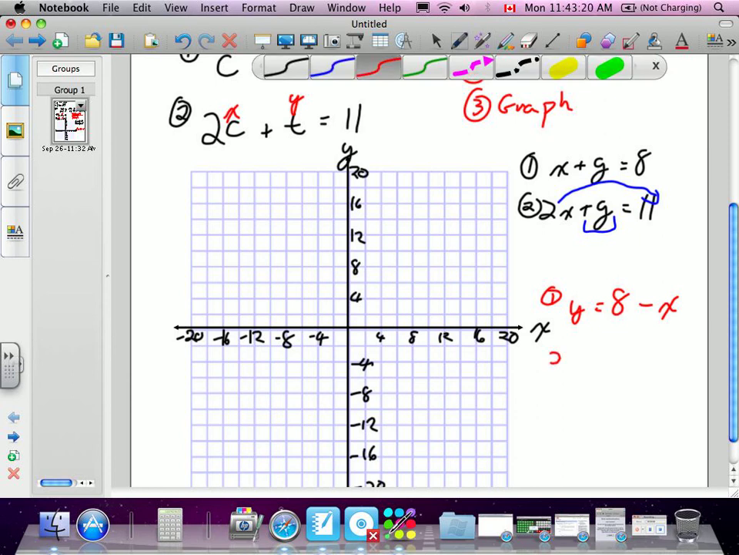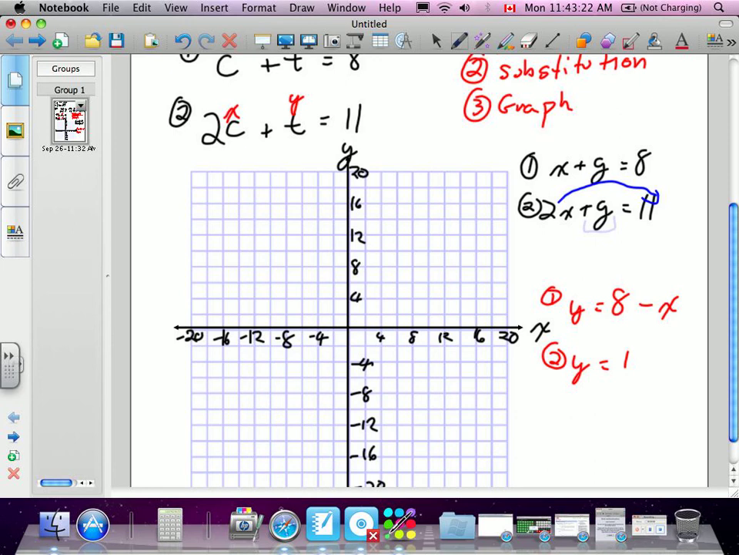I need to recognize what my y-intercept is and what my slope is. We're going to do slope in blue. In equation 1, what number represents slope?